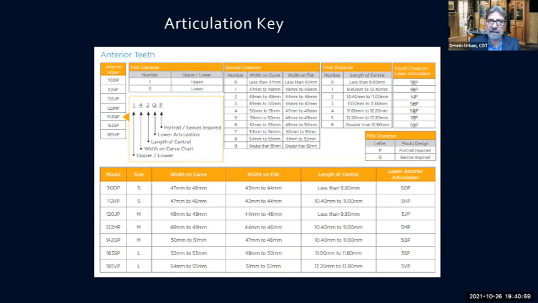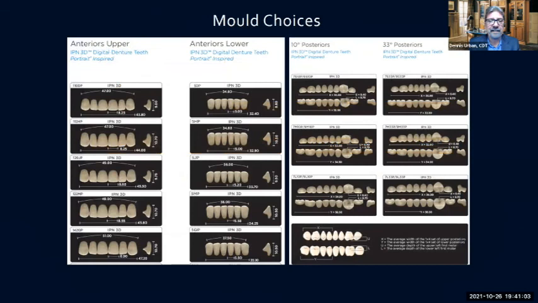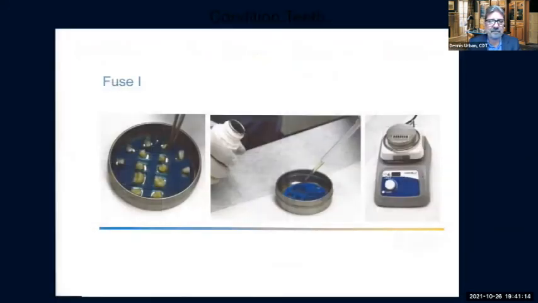This is why most of the time, it can pick out nice, accurate anterior and posterior teeth for you. And you have a lot of mold choices too. There's more than this; I just showed a few of the molds. You have 10-degree teeth, 33-degree posteriors, and a multiple assortment of anterior and upper and lower molds. So the first thing that we do, we take these denture teeth. We want to get them ready to fuse to that denture base.